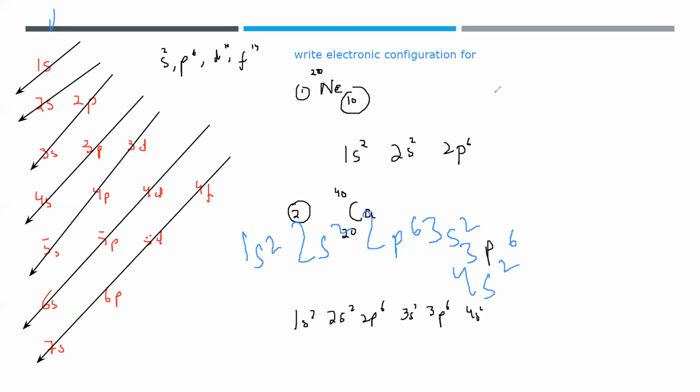Then another example, if I want to arrange electrons in chlorine, which is 17 and 35. What will be the electronic structure for chlorine?